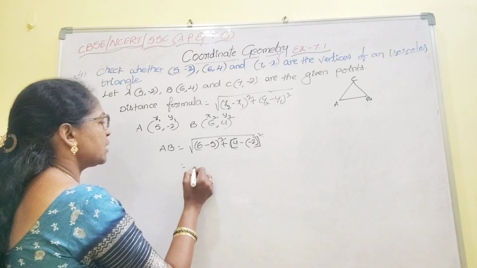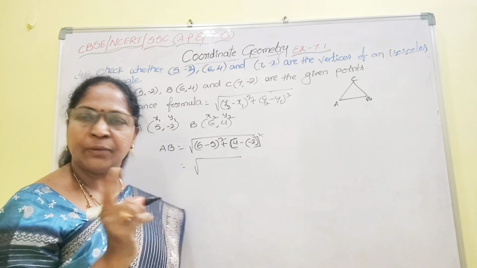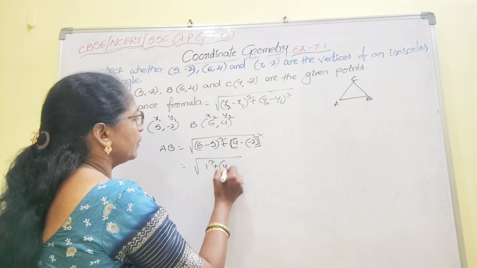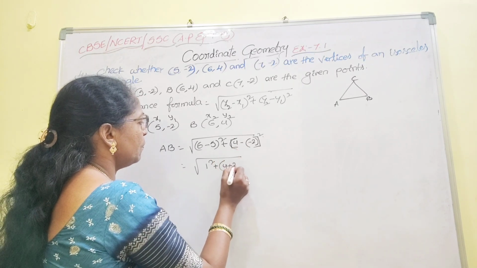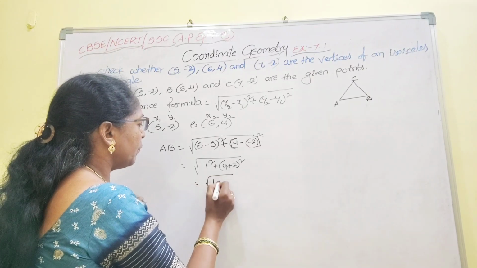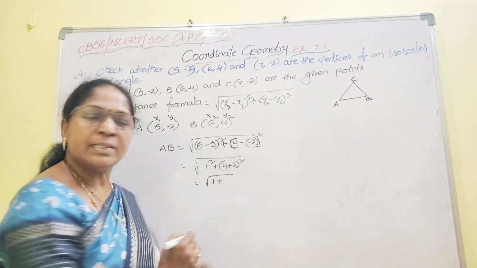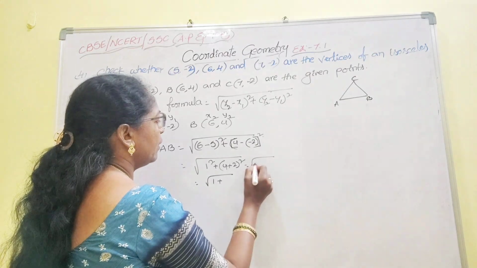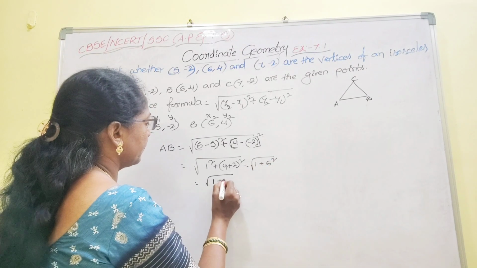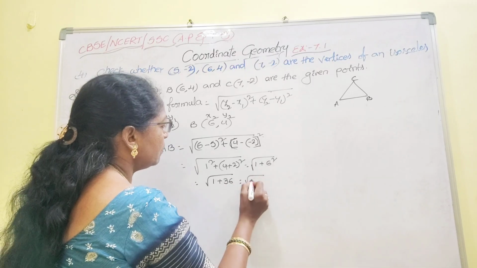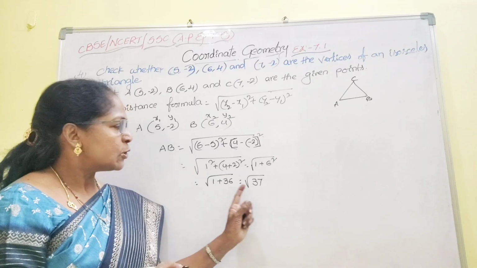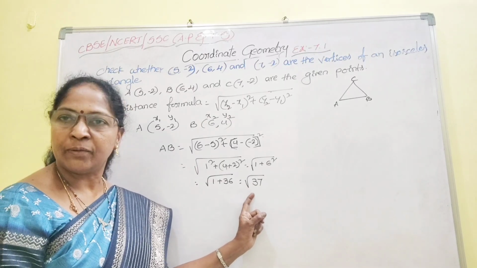So now write the square root of 6 minus 5 equals 1, 1 square, plus 4 minus into minus 2, that is plus 2 whole square. That equals 1 square equals 1, plus 6 square, where 6 square equals 36. The value equals square root of 37. This is not a perfect square number, so you have to keep it in square root form only.